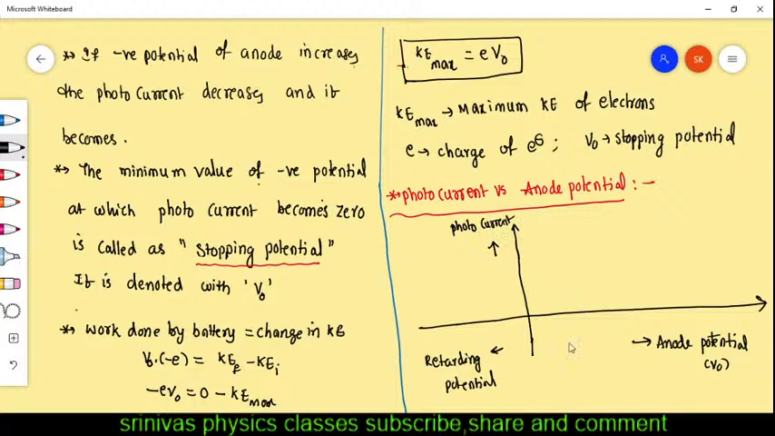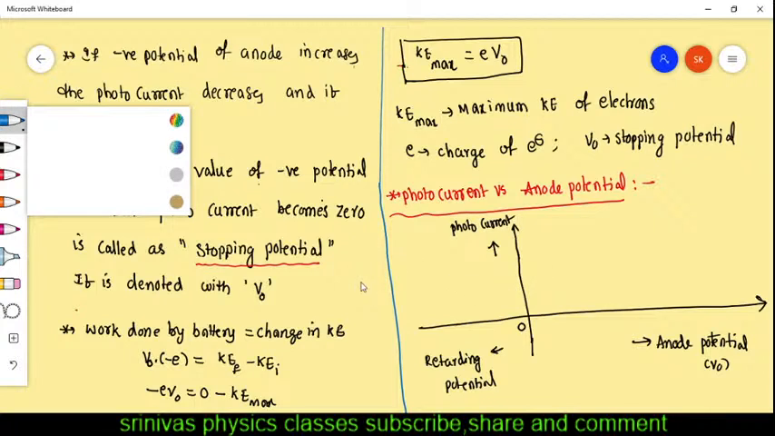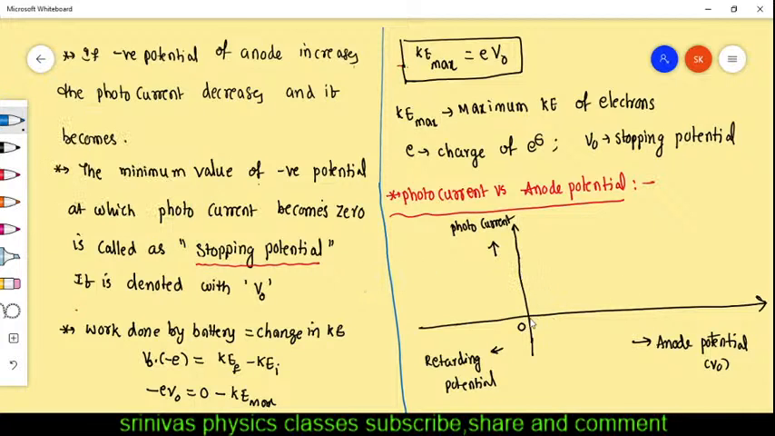Photocurrent. Now, how will you get the graph? This is the origin, and I will draw the graph now. Listen very carefully. First, we will increase the positive potential from 0 to the right side of the origin. The right side is the anode, with positive potential; the left side will be negative.